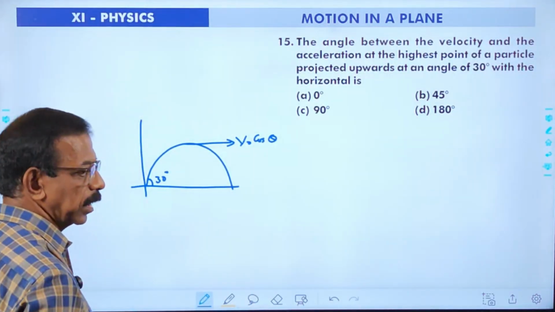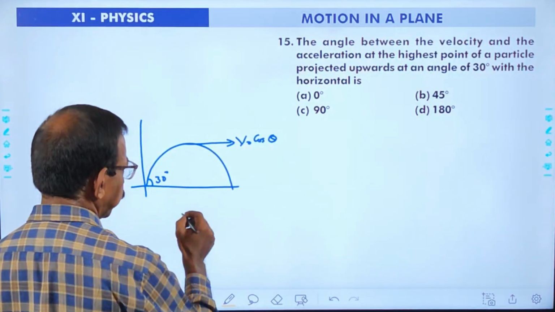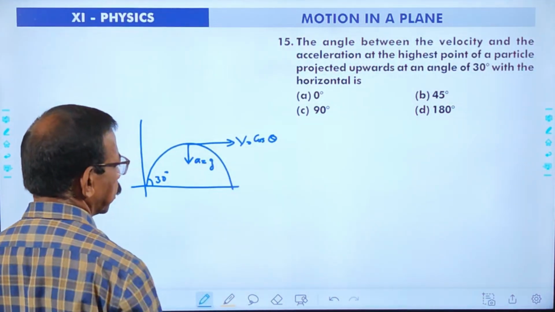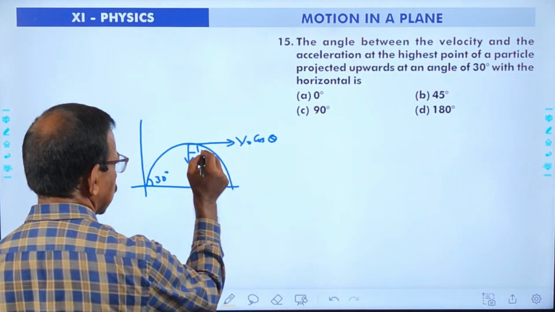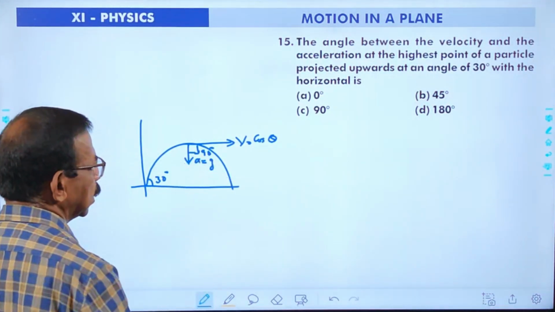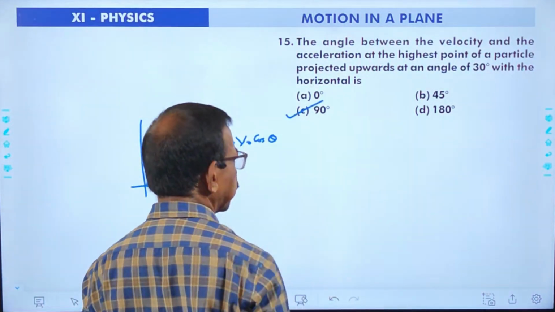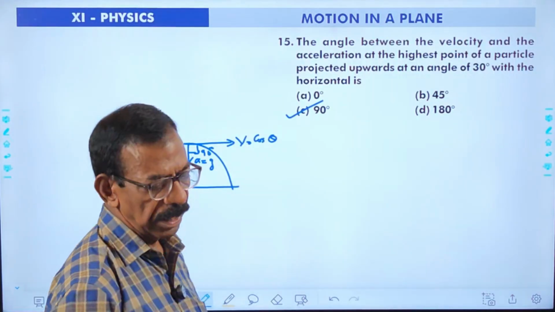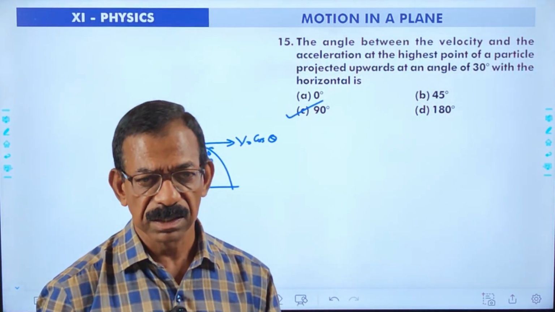For any projectile, if it is projected, then it will remain as a freely falling body. For any freely falling body, acceleration is 9.8, directed towards the center of the earth. Hence, the angle between velocity and acceleration is 90 degree. It is independent of the angle of projection. Hence, the correct answer is option C. For any angle of projection, the angle between velocity and acceleration at the highest point is 90 degree.